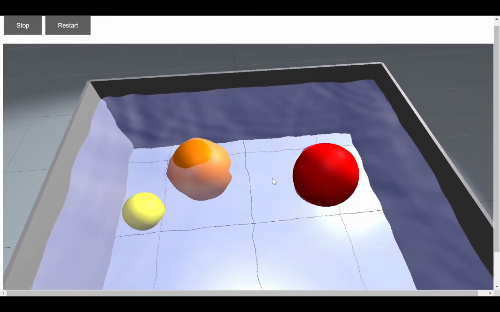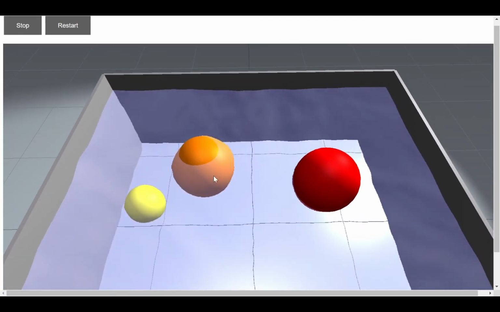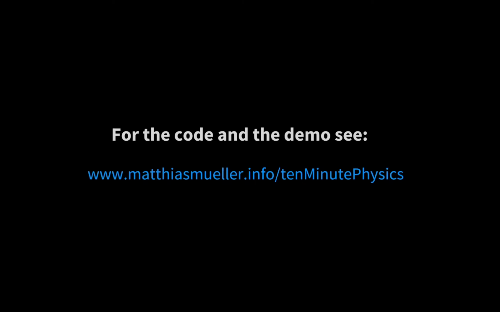I also implemented a refraction effect of the water surface. As usual, I wrote this demo in JavaScript, so it runs in any browser. I put the direct link to the demo into the description so you can immediately play with it. For the demos and the slides of all my tutorials, have a look at my webpage.